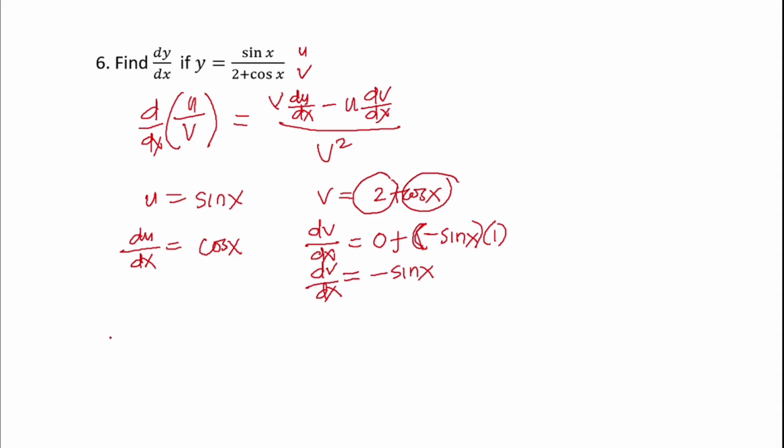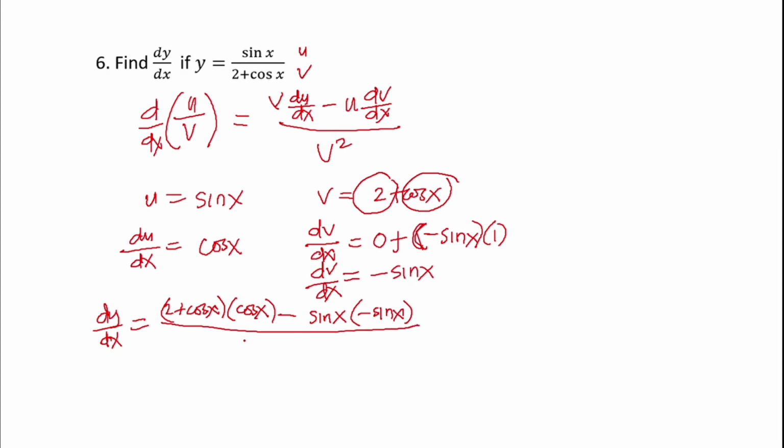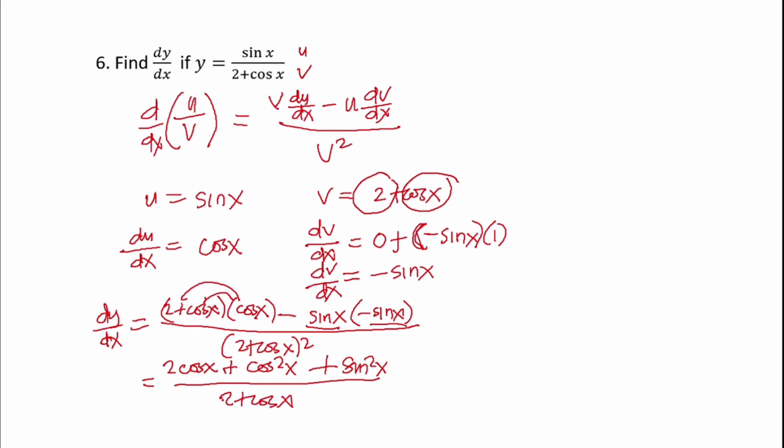So applying the formula, dy with respect to x: what is our v? You're going to copy v, 2 plus cosine x, times the derivative of u, which is cos x, minus u, which is sine x, times the derivative of v, which is negative sine x, over v squared, which is 2 plus cosine x squared. So therefore we have 2 cos x plus, distributing, cosine squared x plus sine squared x, since negative times negative gives positive, over 2 plus cosine x squared.